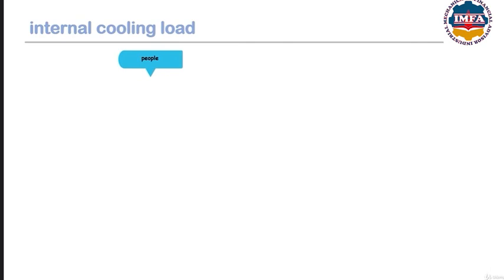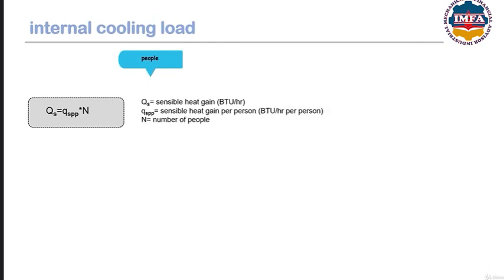can be due to people present in the conditioned space. The formula to calculate cooling load due to people is given as: the sensible cooling load equals the cooling load per person times the number of people. In this equation, QS denotes the sensible heat gain measured in BTU per hour. The next term shows the sensible heat gain per person. And finally, N is the number of people.